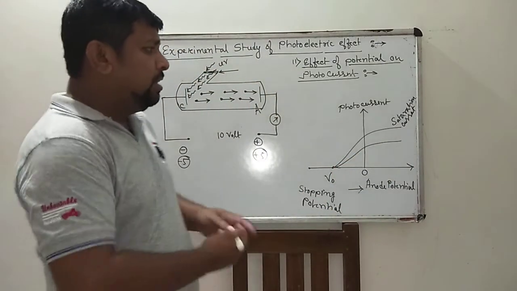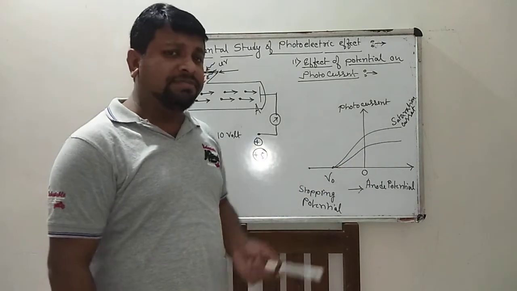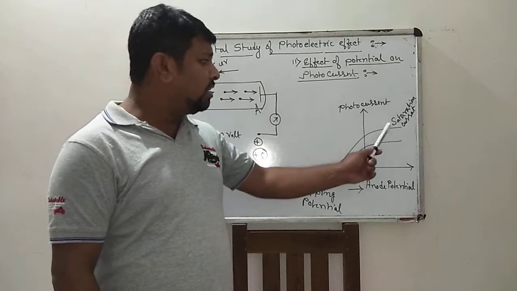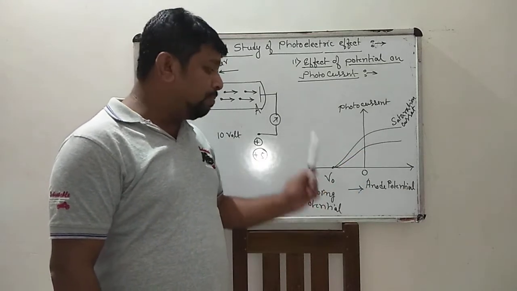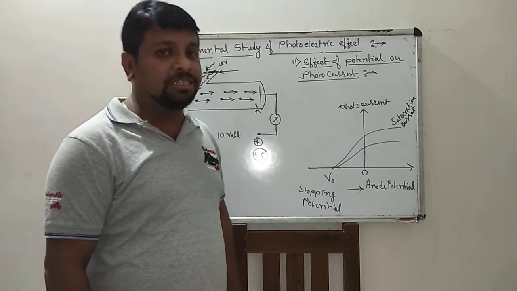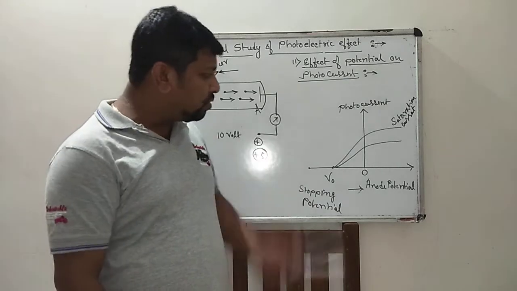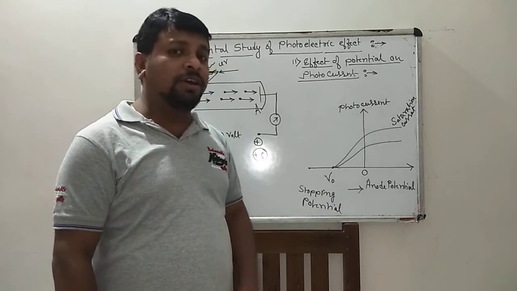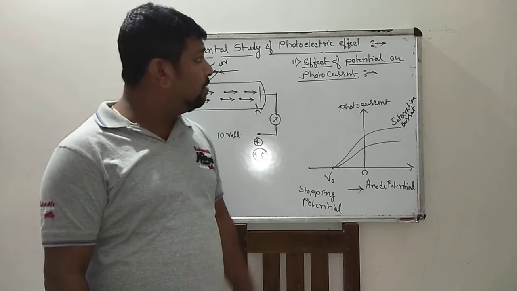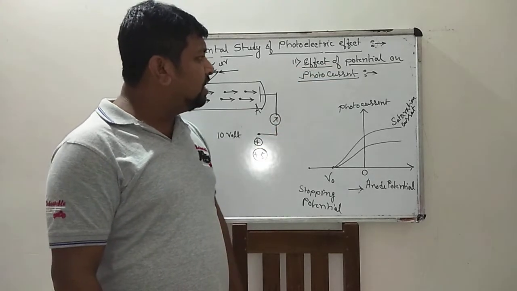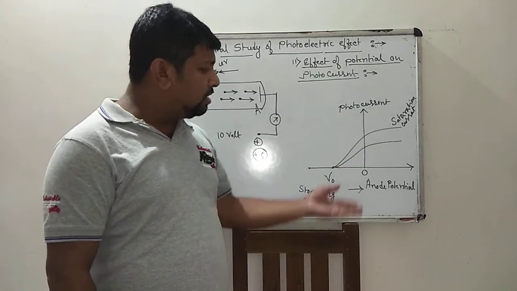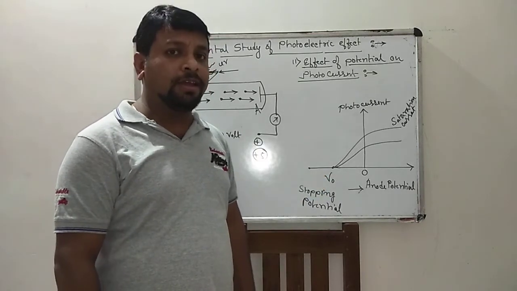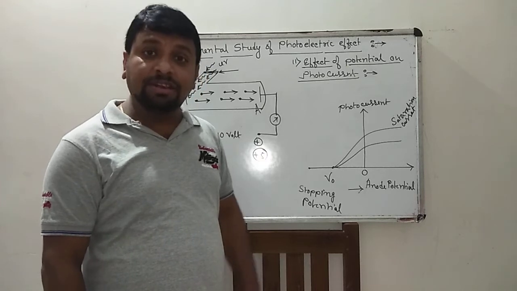If you change the intensity of the light radiation, then the current is changed, but the stopping potential is not changed. So from this graph, we conclude that the stopping potential is independent of the intensity of the light radiation.